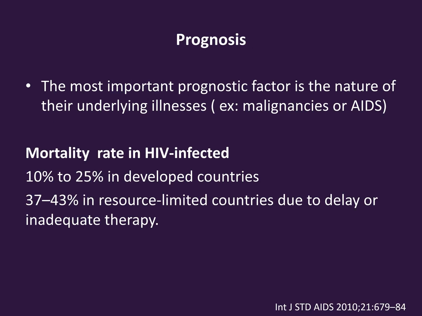Prognosis: the most important prognostic factor is the nature of the underlying illness, for example malignancies or AIDS, which contribute to the immunosuppression. Mortality rates in HIV-infected patients in developed countries are approximately 10 to 25%, whereas in resource-limited countries, due to delayed or inadequate treatment, it can increase up to 37 to 43%.